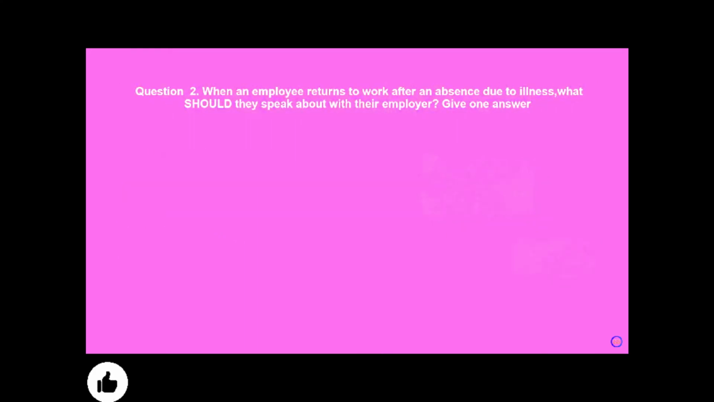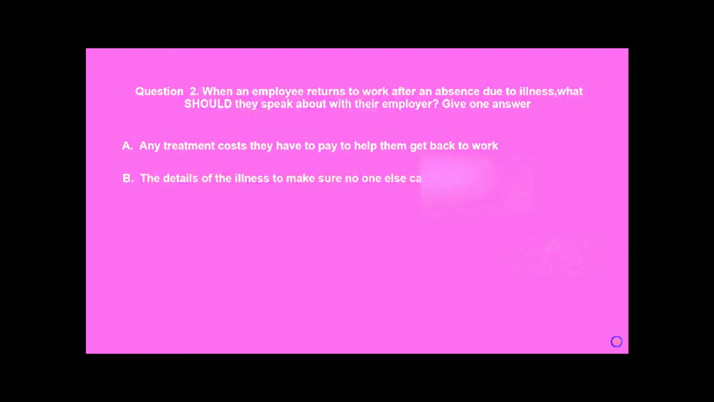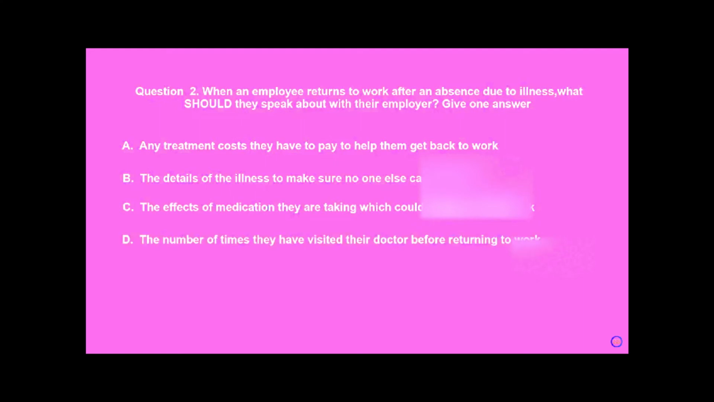Question 2. When an employee returns to work after an absence due to illness, what should they speak about with their employer? Give one answer. A. Any treatment costs they have to pay to help them get back to work. B. The details of the illness to make sure no one else can catch it. C. The effects of medication they are taking which could affect safety at work. D. The number of times they have visited their doctor before returning to work. The correct answer is C. The effects of medication they are taking which could affect safety at work.